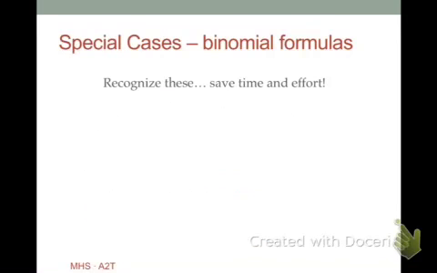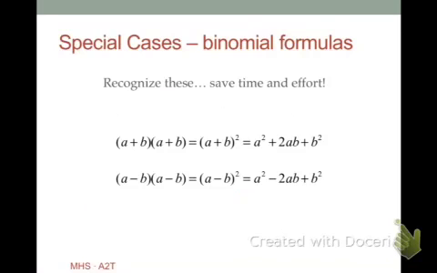Okay, now there are some special cases of binomial formulas that, if you recognize them, you can save time and effort later. They tend to come up frequently. So the first one is just where you have the same binomial that is squared. So a plus b squared is going to give you a squared plus 2ab plus b squared. And you just get good at recognizing these after enough practice. A minus b times a minus b is a minus b quantity squared, and that will give you a squared minus 2ab plus b squared.